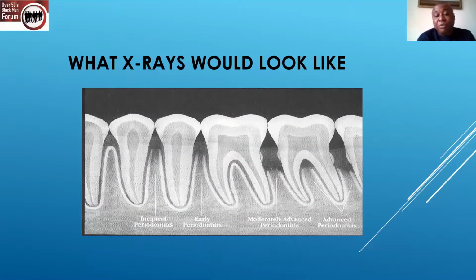This is just a rough idea of what we see on the X-ray. If you start from your left, you see the bone that covers everything, and as you move towards the right, you'll notice that the bone in between the two teeth, in the second stage, is flattened and you lose more. That is all part of the early stage. By the time you go on to moderate to advanced periodontitis, you've lost a lot more bone.